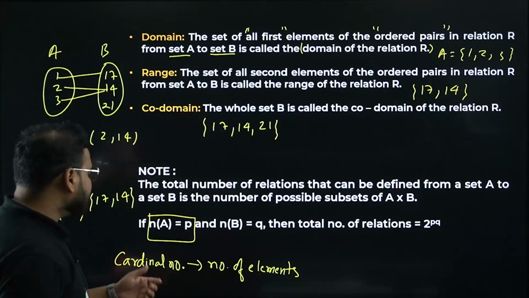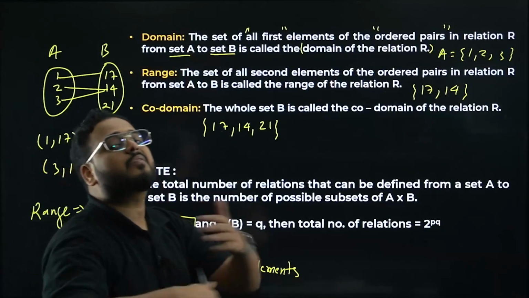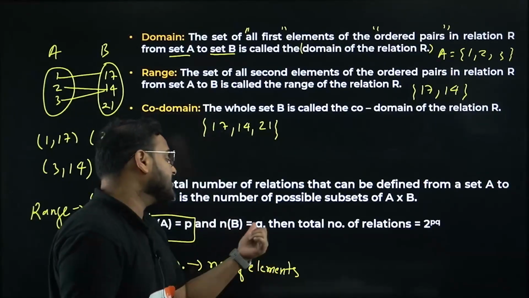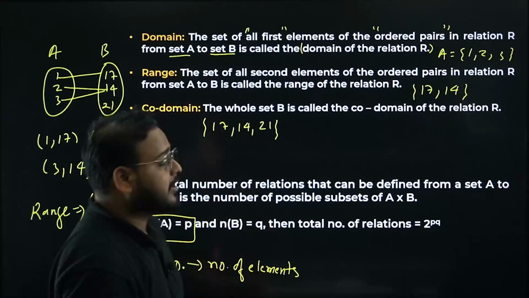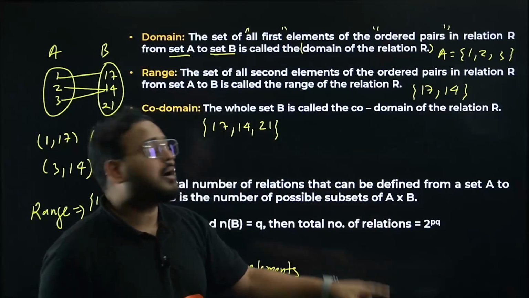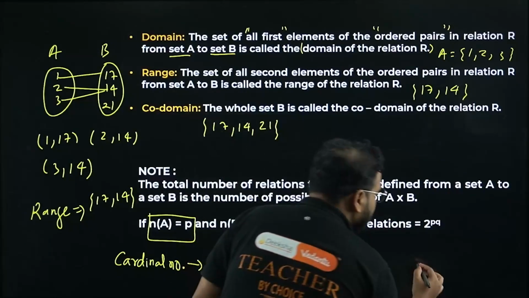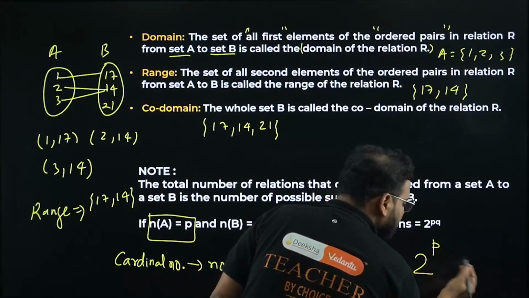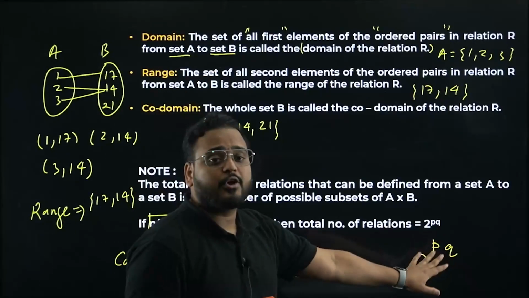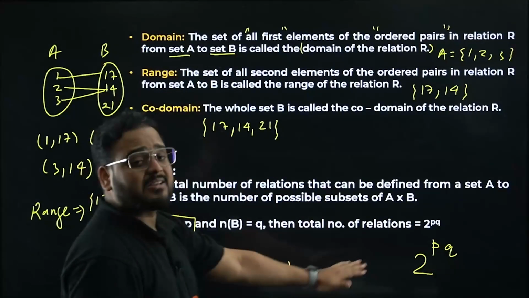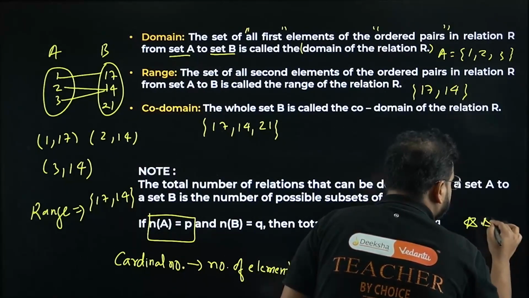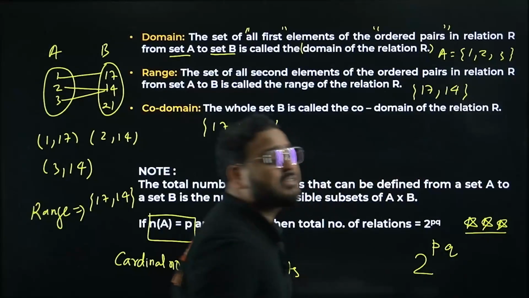So the number of elements in the set A is P, meaning the cardinal number of the set A is P. Same with the set B, where the cardinal number is Q. The total number of relations will be given by 2 power P times Q, that is, 2 power (P multiplied by Q). Please check, this is the formula that you're going to use. It is important and can be asked in the examination as well. It is a very useful formula from the exam point of view. Please make a note of this.